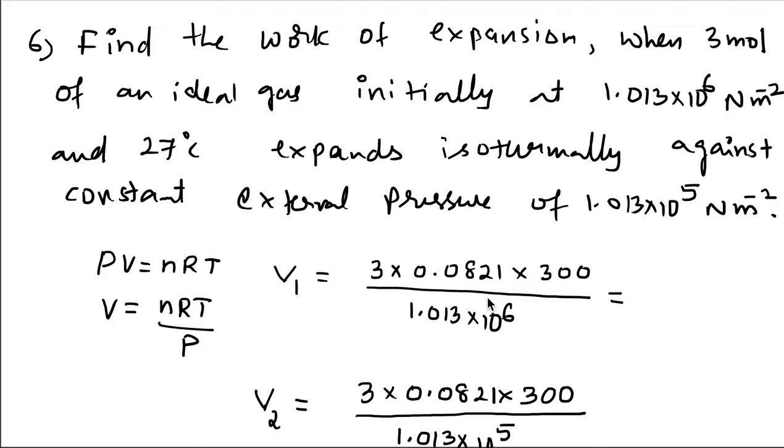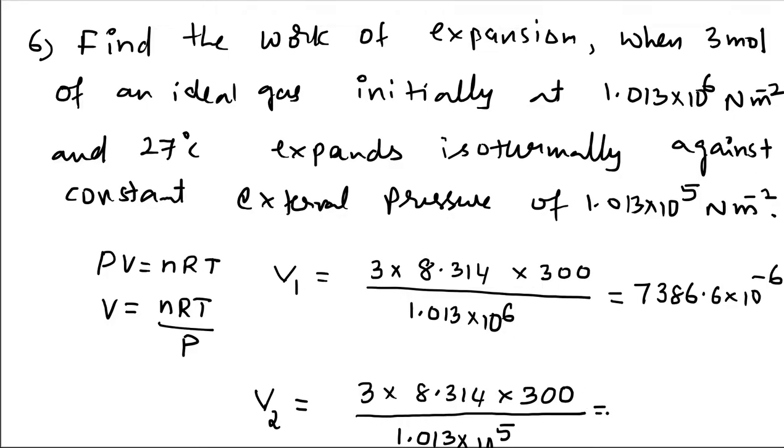Did I substitute the actual units of R? What are the units of the pressure here? The pressure units are SI units. Therefore, we must use the SI units of R. That is basically 8.314. So let's use 8.314 here. What are we going to get? Let's see the maths now. 3 times 8.314 times 300 divided by 1.013. So I got 7386.6 times 10 raised to the power of negative 6.